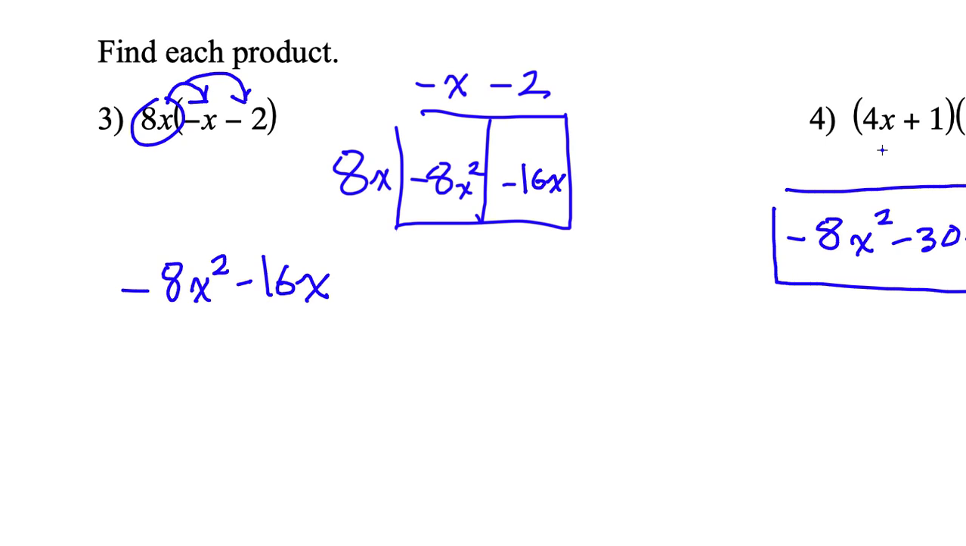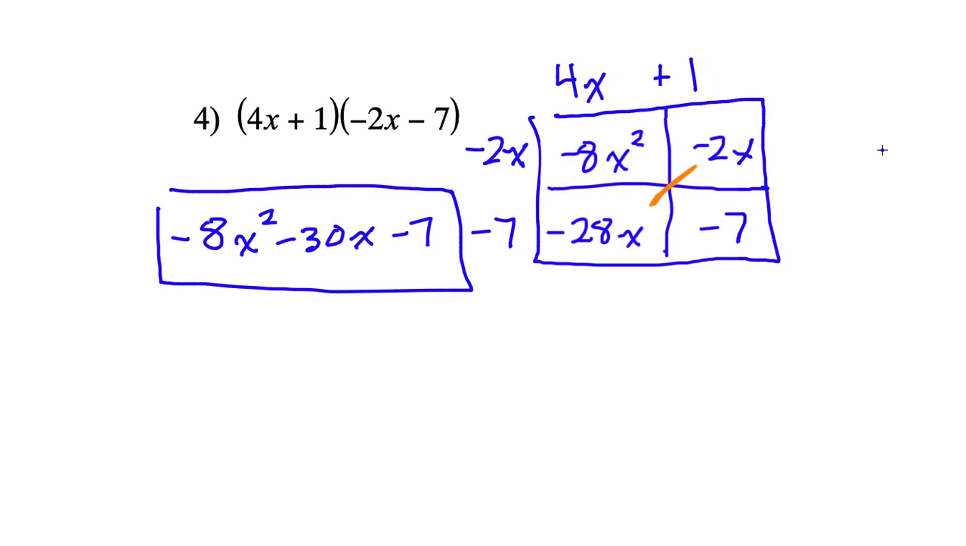Sam, did your question get answered? Perfect. Yeah, so again, just Beverly's question. First, so 4x times negative 2x. Outer, 4x times negative 7. Inner, 1 times negative 2x. Last, 1 times negative 7. If you do that kind of pattern, that's called foiling, and that is another method.